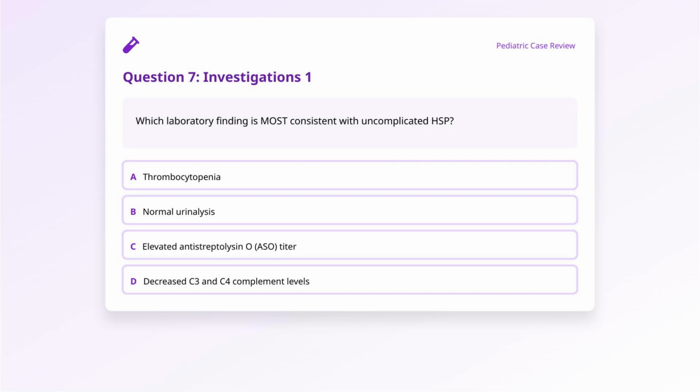A. Thrombocytopenia. B. Normal urinalysis. C. Elevated antistreptolysin O titer. D. Decreased C3 and C4 complement levels.